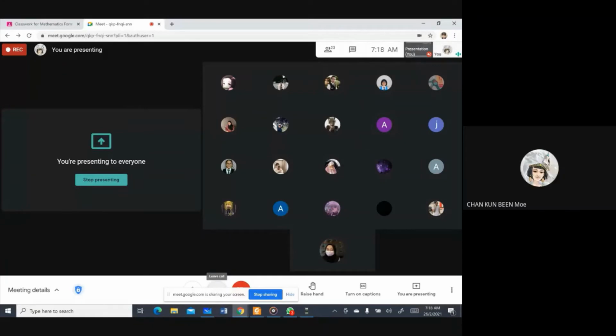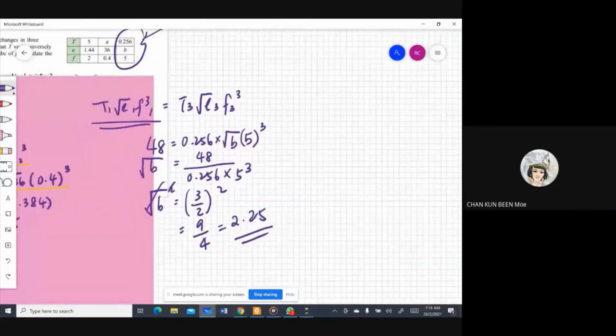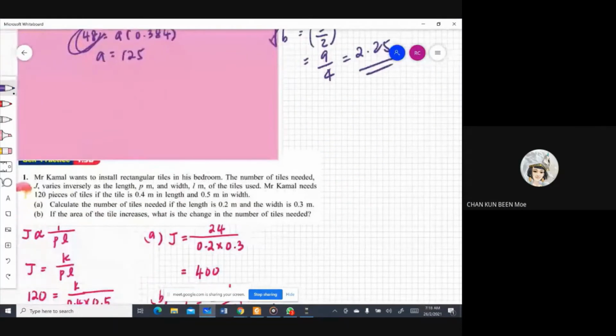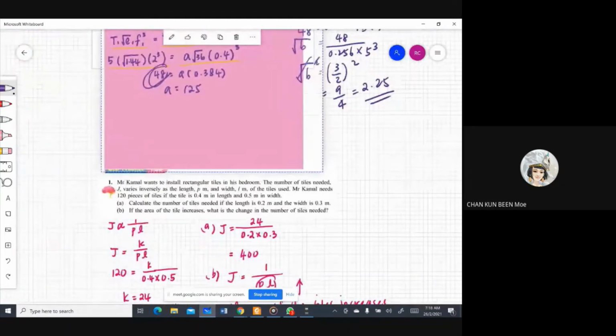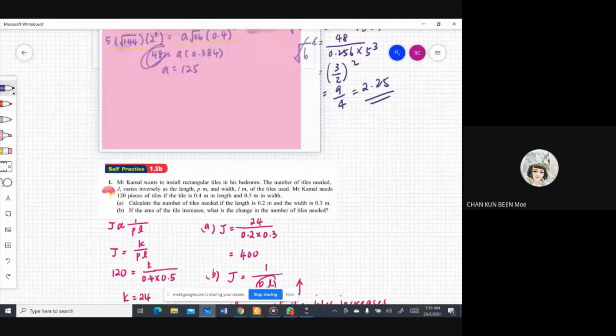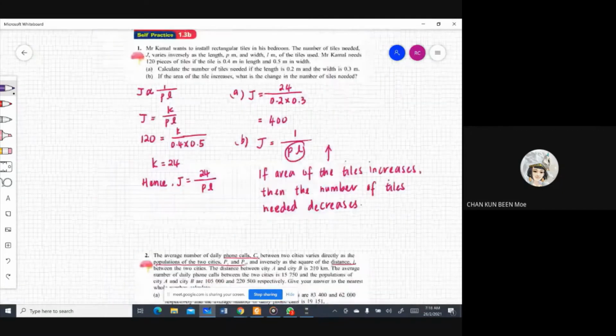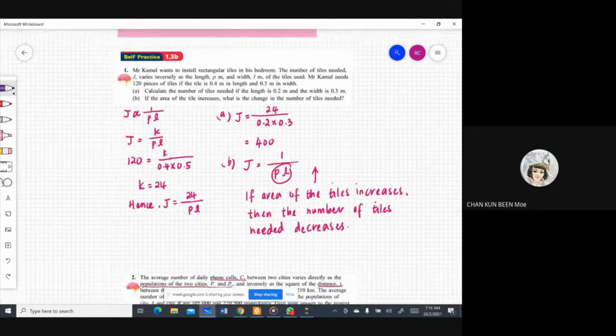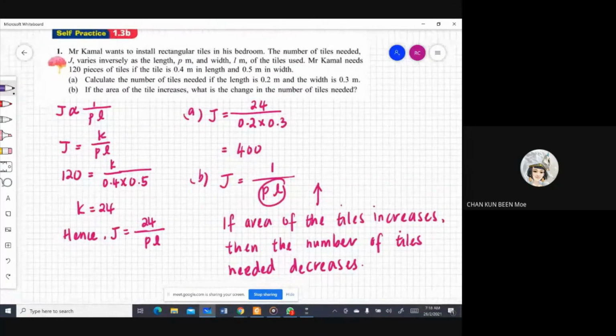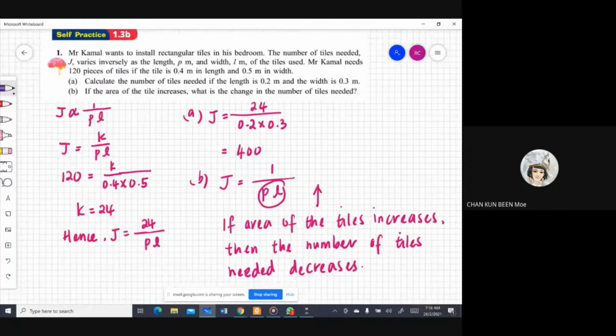So we continue with the next one. Okay. Next one is self-practice 1.3b. So you turn to your self-practice 1.3b. Only 2 problem solving given. So let's go through this.